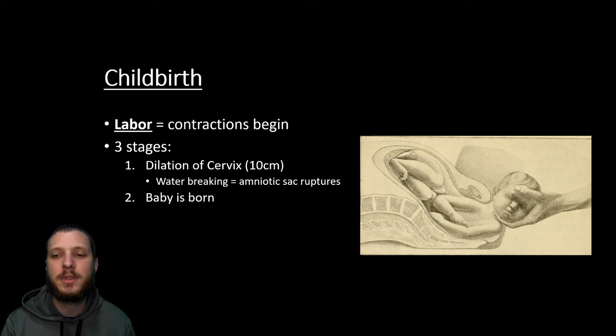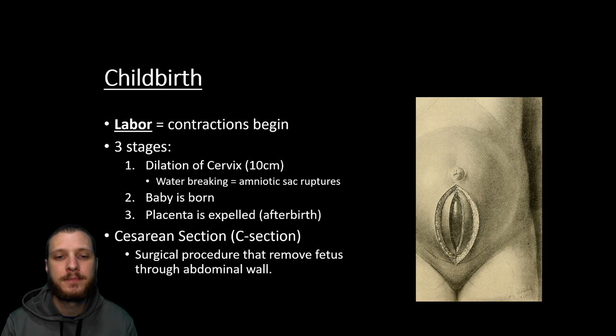Next step, obviously the baby's going to be born. And then finally, after the baby's born, we have the afterbirth. So the placenta is going to follow the baby out as well. Sometimes for certain medical reasons, or the baby's too big or something's going on, the baby can't pass through the vaginal canal. So we'll do a cesarean section or a C-section. And this is a surgical procedure. We're going to cut through the lower abdominal pelvic area to remove the fetus through the abdominal wall.